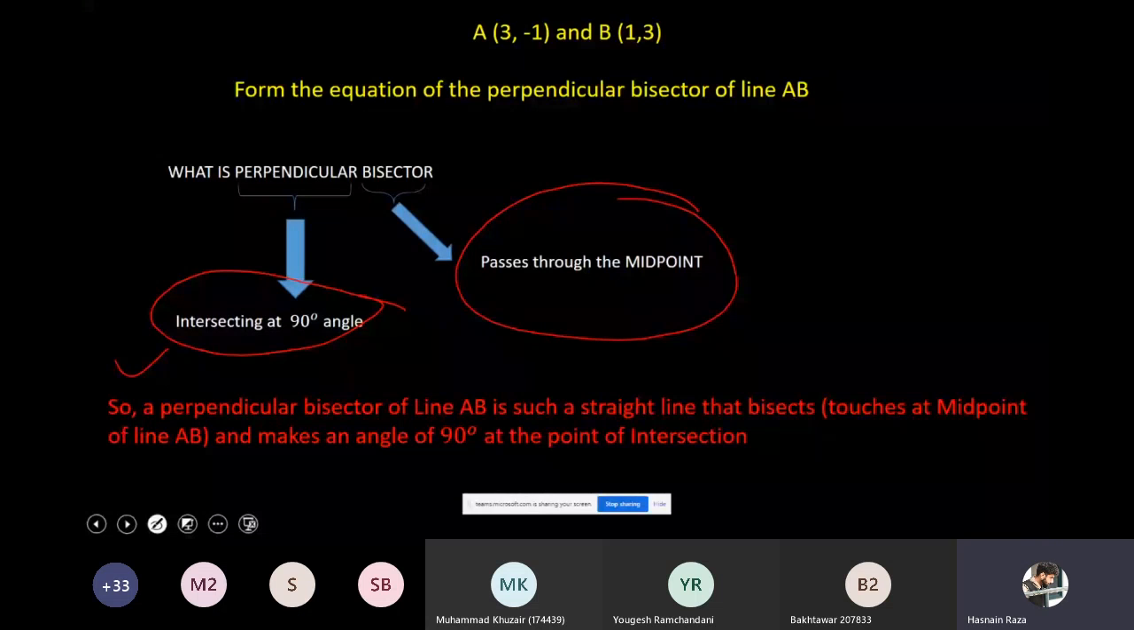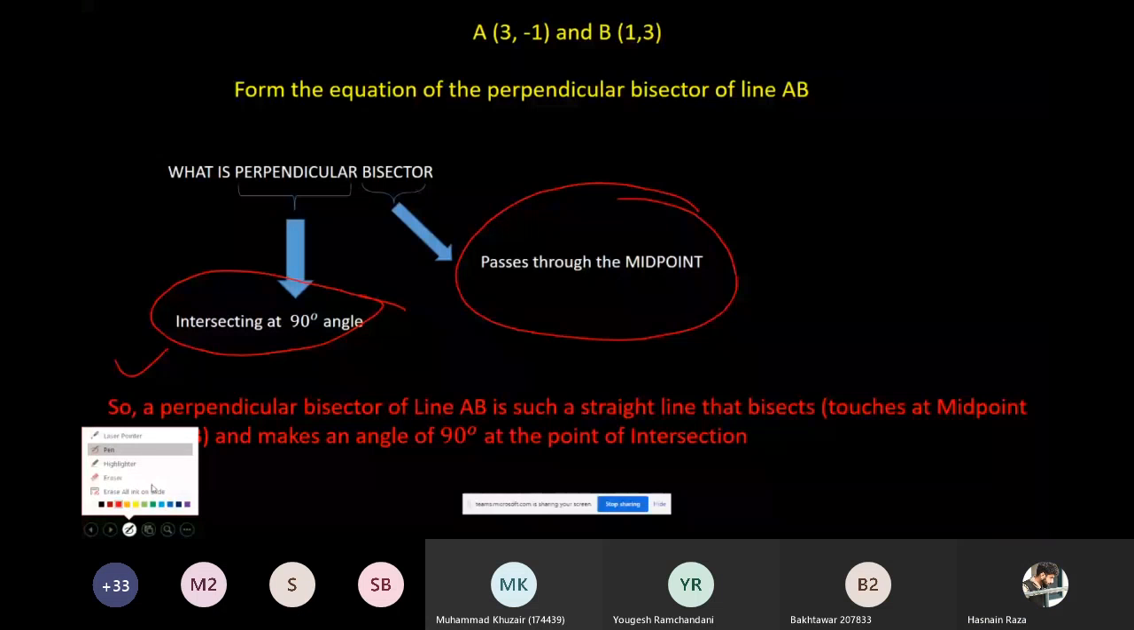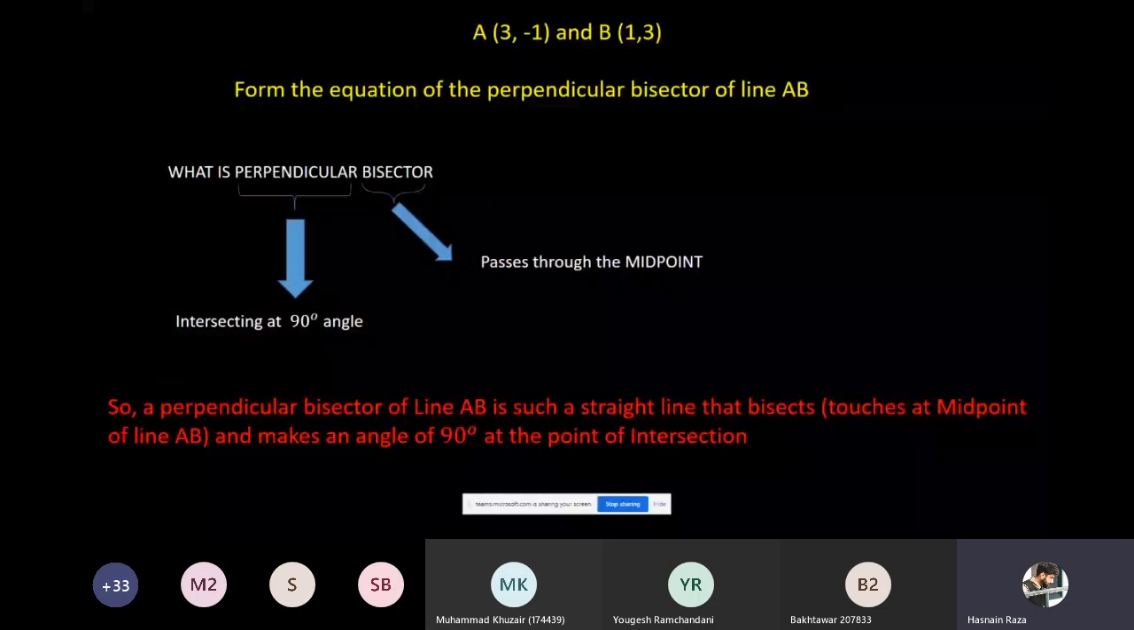Okay, I'm pausing it here. अगर किसी को perpendicular bisector का मतलब नहीं समझ आया, please let me know by turning on your mic. Tell me your name first and then ask me the question. Okay.